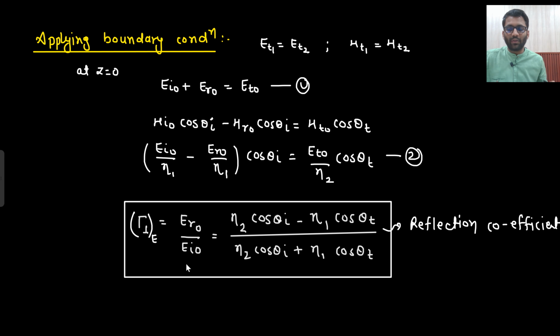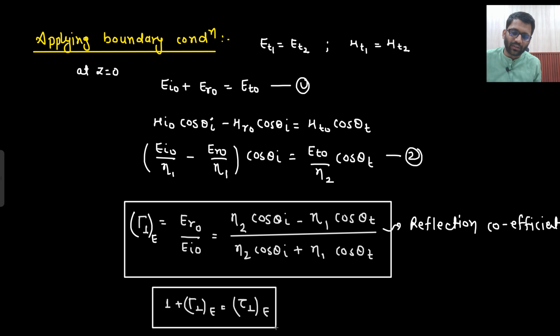So the way we solved problems in normal incidence, first we will solve for electric field, then from there we will go to the magnetic field. Is that clear to you? Yes. And then what about the transmission coefficient? So 1 plus gamma perpendicular E is equal to tau perpendicular E. So this is your transmission coefficient. It is the same as your normal incidence, right? So these two formulas anyway we have to keep in mind.